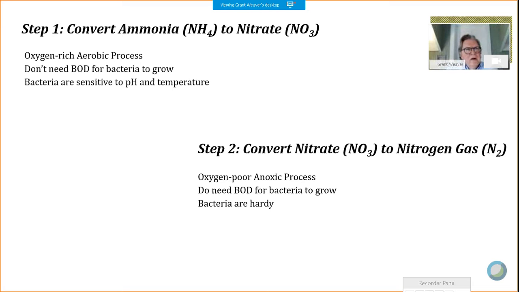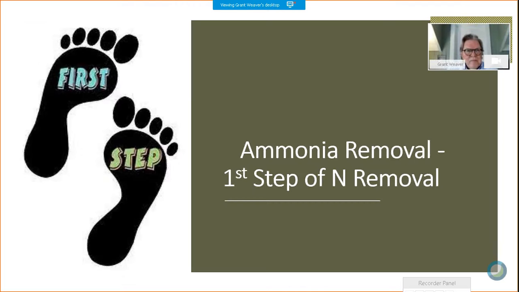These bacteria are hardy. They're not as sensitive to temperature and pH. However, the bacteria that remove this are very sensitive to surplus oxygen and to an absence of BOD. So what I see in most treatment plants is, even though the bacteria that remove ammonia are the fussier, more temperamental bacteria, maintaining consistent nitrate removal requires more process control.